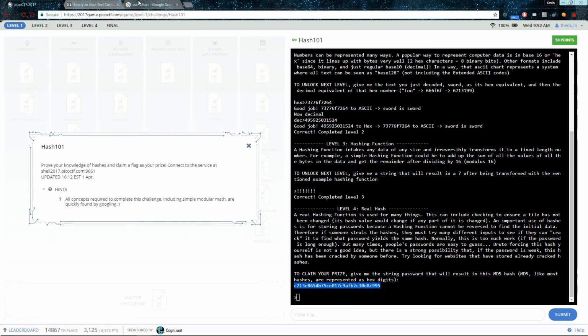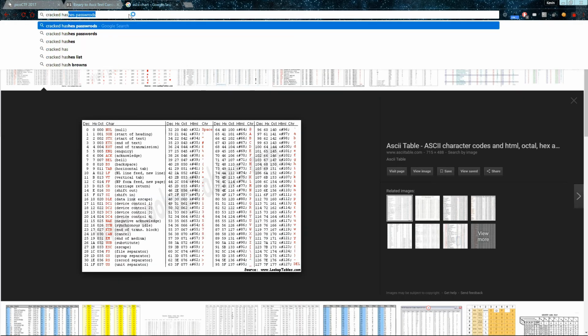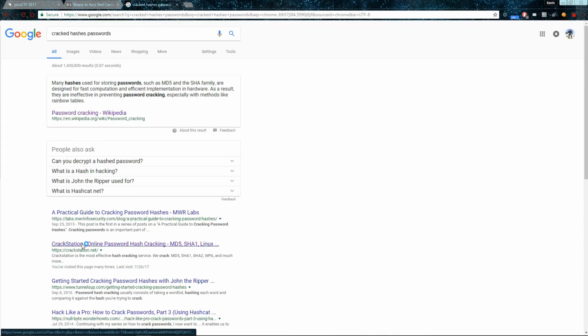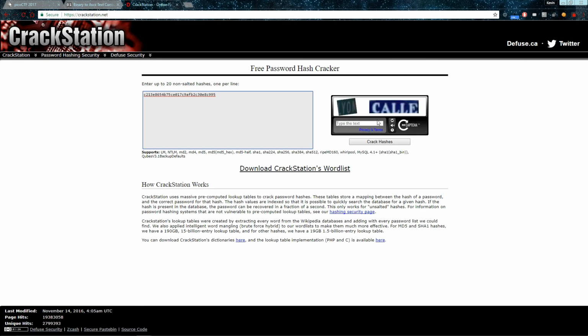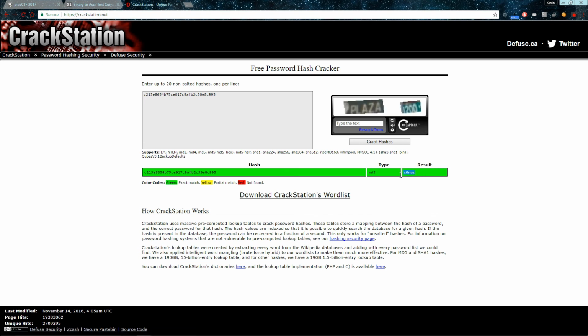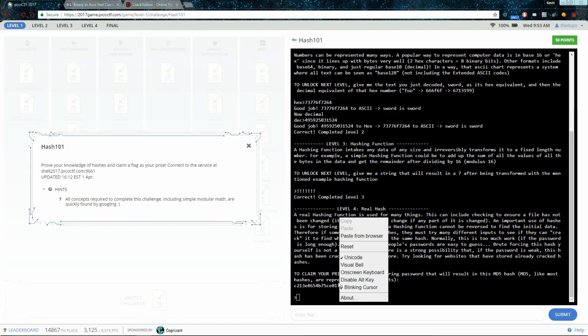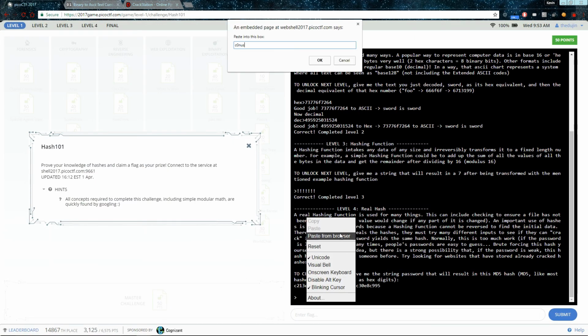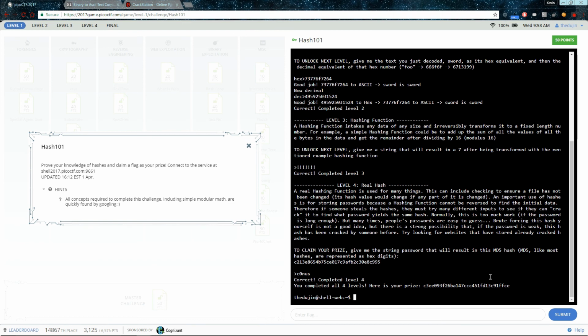So why don't we try Googling for cracked hashes, passwords. Plug it into this site. Pass the CAPTCHA to prove you're not a robot. And it gives us the stored cracked password that they have. And if we paste that in, we have completed all 4 levels, and here's the flag. Input the flag, and the challenge is complete.